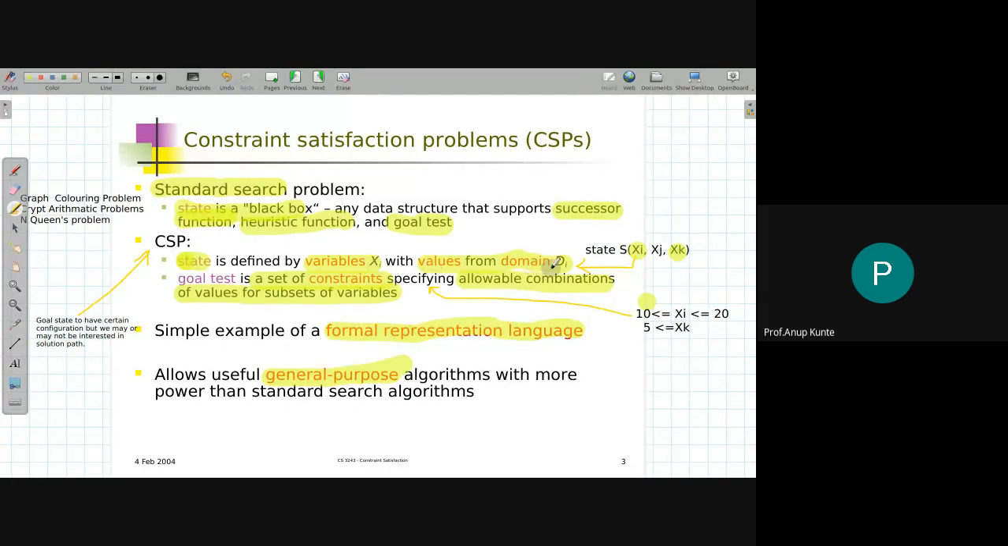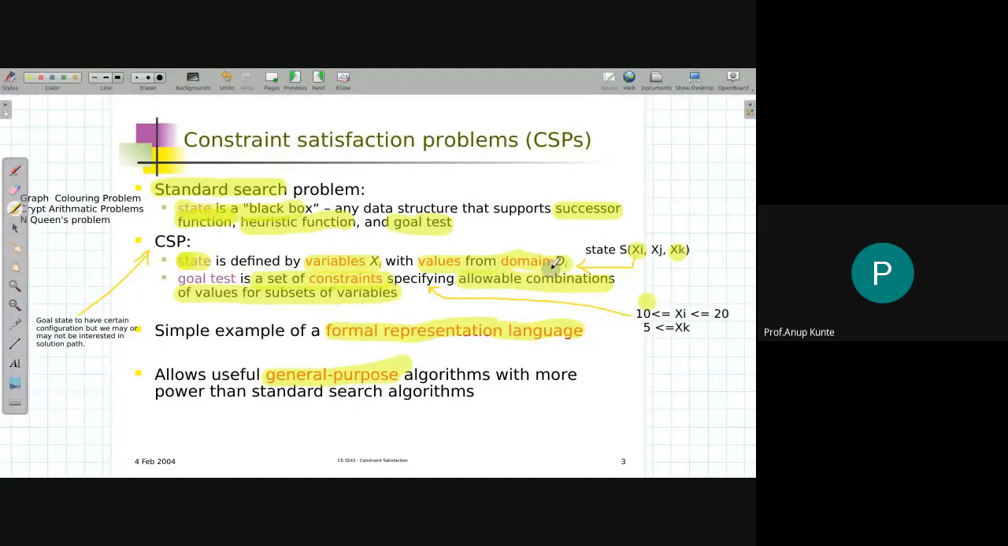So 2 new concepts get added to the definition of state. Now the state is no more a black box, but I actually will be manipulating the state and defining the state in terms of certain variables. That is what you usually do when you are representing a class and an object. You define certain attributes inside that class. So our state is like a class which has an attribute set, and every attribute will have a certain domain, and the values of that attribute will always be chosen from the domain itself.